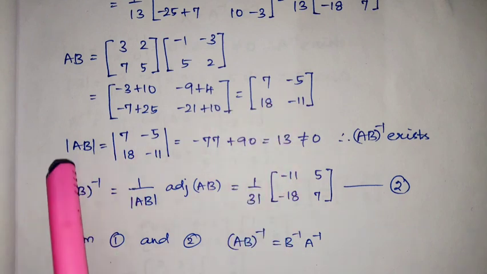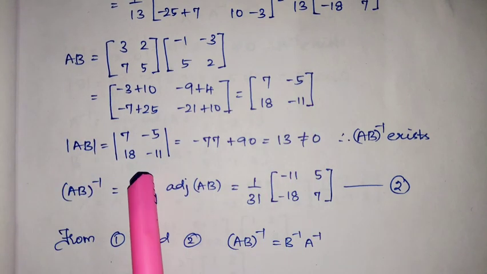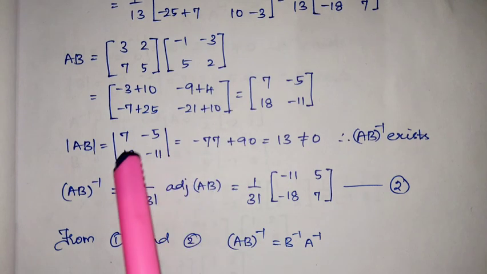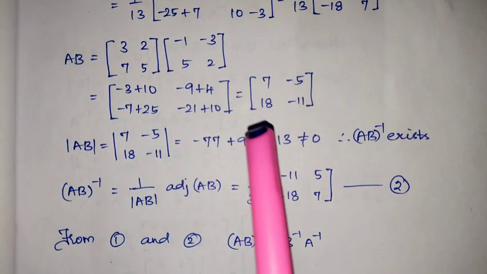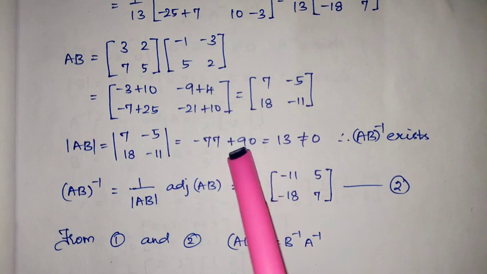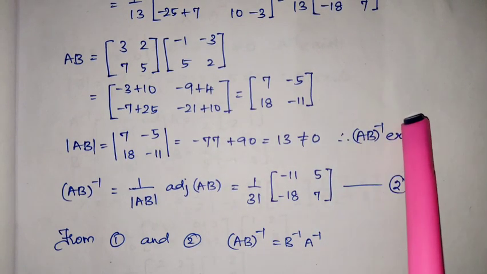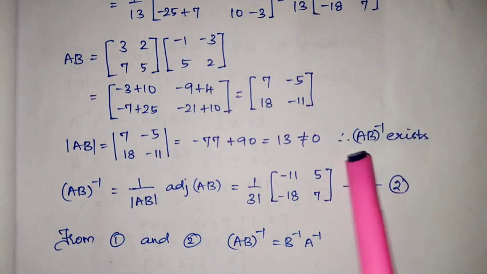Now we have to find determinant AB. So change the determinant sign. 7 into minus 11 is minus 77. Minus 18 into 5 is minus 90. So minus into minus is plus 90. So we have got 13, which is not equal to 0. That means we can also find AB whole inverse. That means AB whole inverse exists.